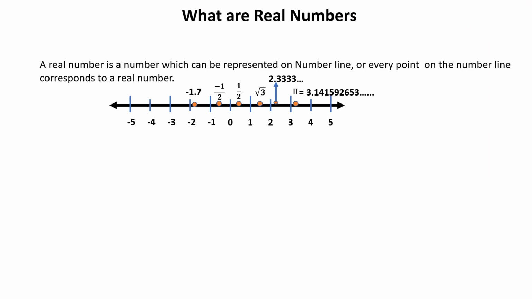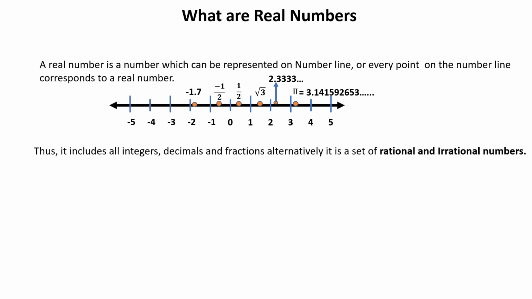A real number is a number which can be represented on the number line, or every point on the number line corresponds to a real number. Thus it includes all integers, negative integers on the left-hand side of 0, positive integers on the right-hand side of 0, as well as negative and positive decimals and fractions.